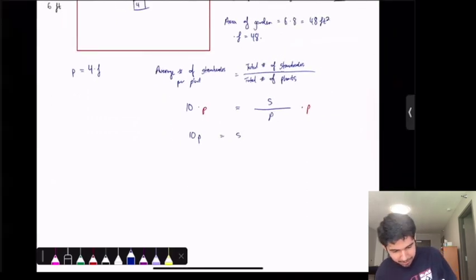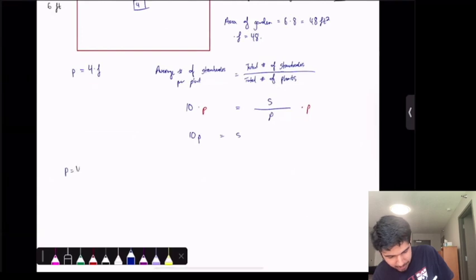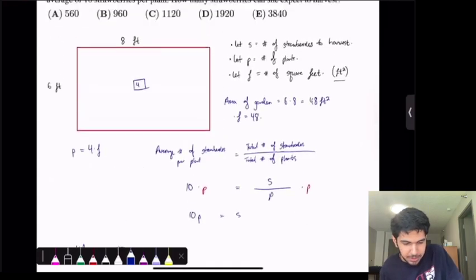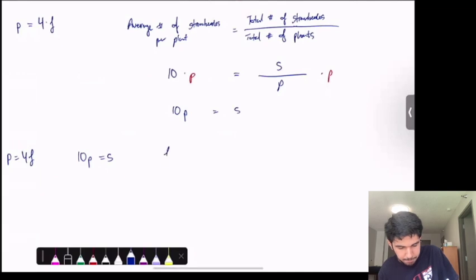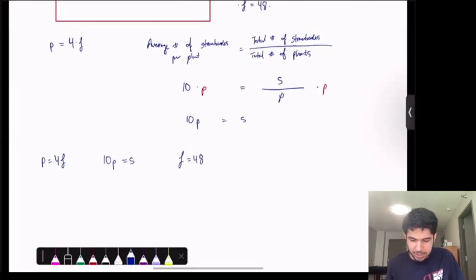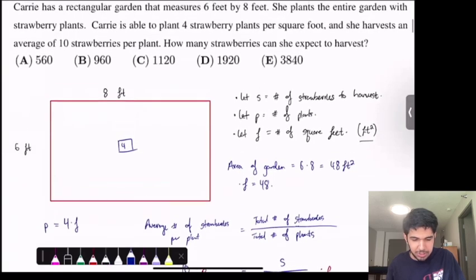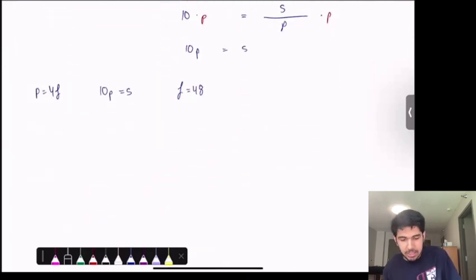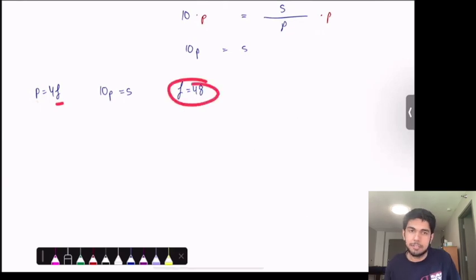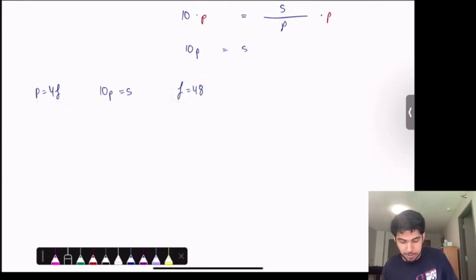Okay, so we have 2 equations now. We have p equals 4f, and we have 10p equals s. And remember up here, we solved that f equals 48. What are we trying to solve for? We are trying to solve for s. This is our target variable. It seems like we have enough information to do this because s depends on the value of p, but p depends on the value of f, and we know what f is. So let's solve for p.